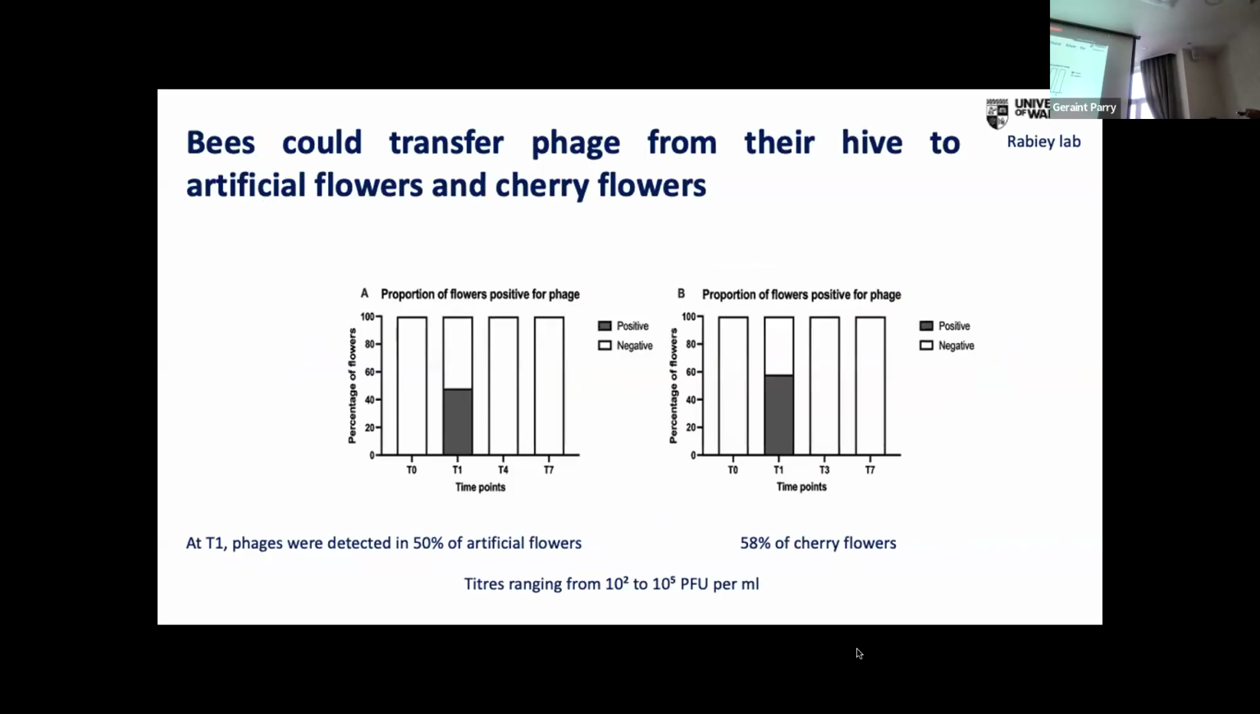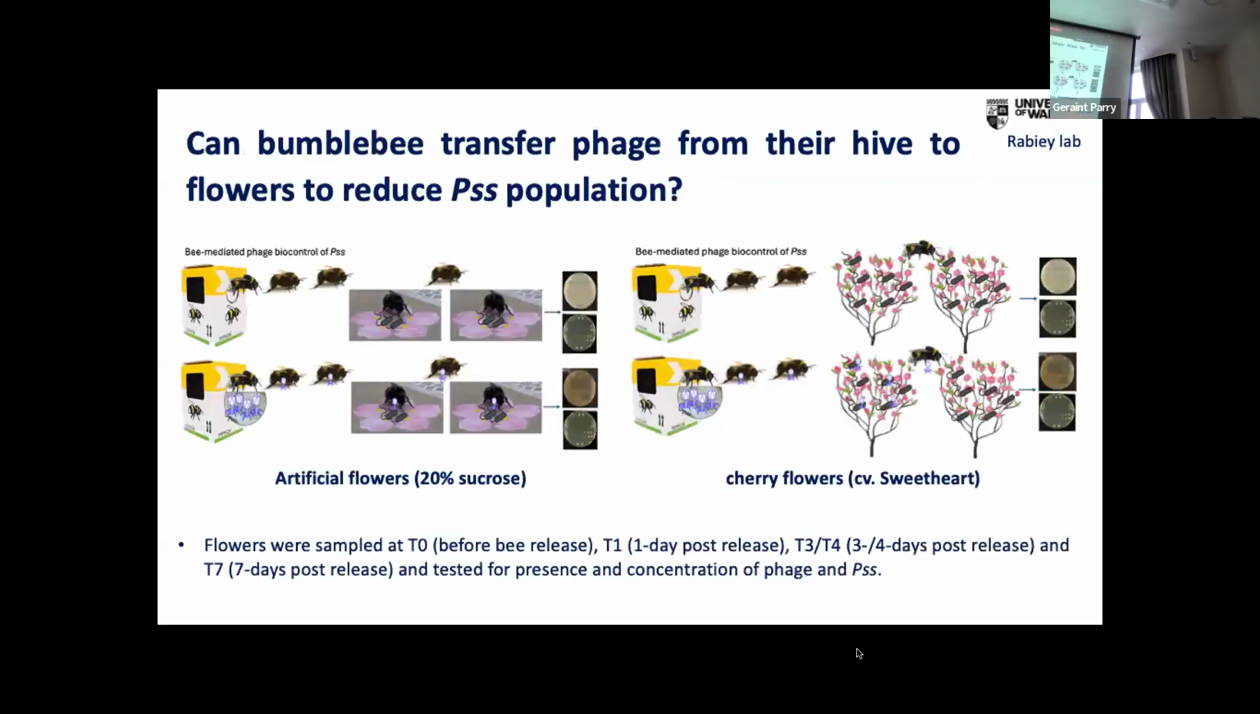And then at time 1, you could see 50% of the artificial flowers and cherry flowers had bacteriophages at 10 to the 2 to 10 to the 5 plaque forming units per mL. So it proved that with bees having access to phage once, they could move the phages to flowers. Then we wanted to see if by doing so they could reduce the bacterial population.